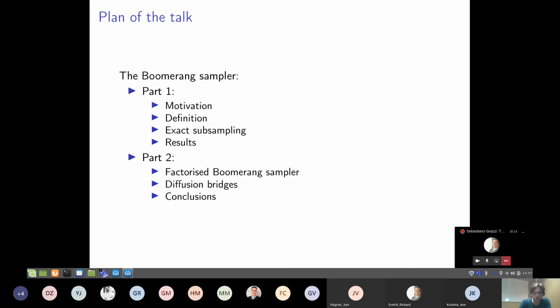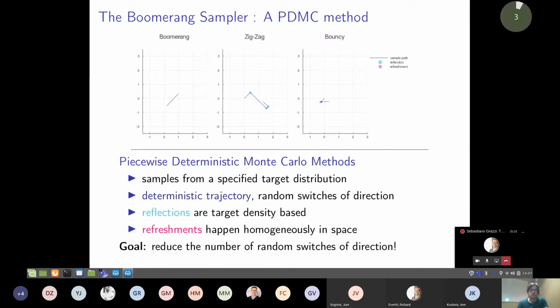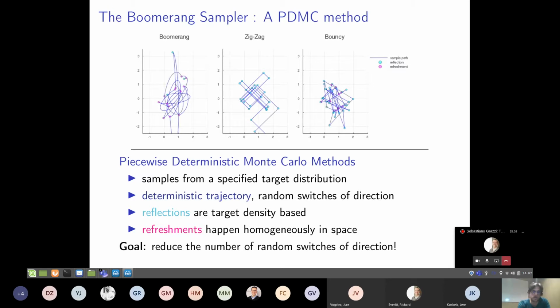And we will use the Factorized Boomerang Sampler for the problem of simulating diffusion bridges, which you might be interested in. And finally, I will draw some conclusions. So the Boomerang Sampler is a piecewise deterministic Monte Carlo method. As any piecewise deterministic Monte Carlo method, it is a device for sampling from a prescribed target distribution, and is characterized by deterministic dynamics, trajectories, and random switches.